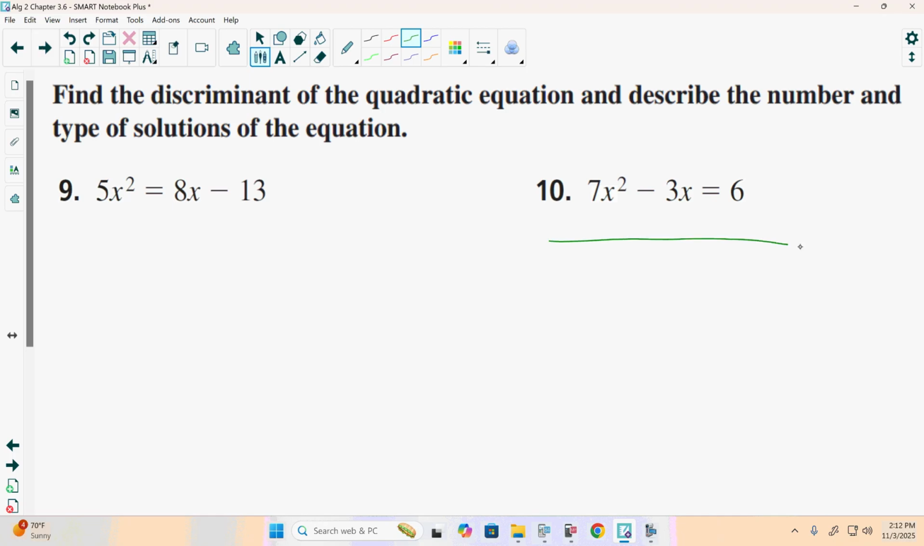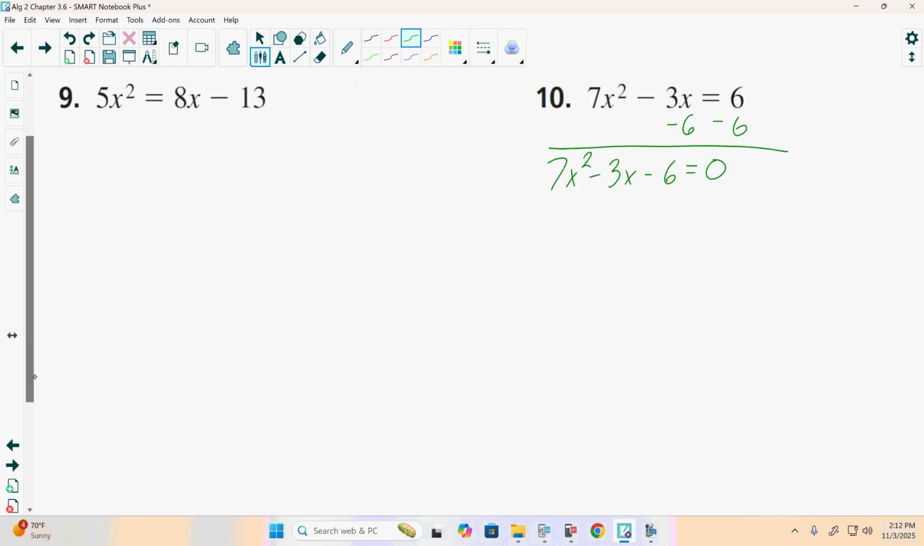Because even with number 10, we would subtract 6 from both sides, telling us that this equation is 7x squared minus 3x minus 6, which means a is 7, b is negative 3, c is negative 6. So if we wanted to find the discriminant, b squared minus 4ac, we would plug in negative 3 squared minus 4 times negative 6 times 7. I flipped those, but that's fine.